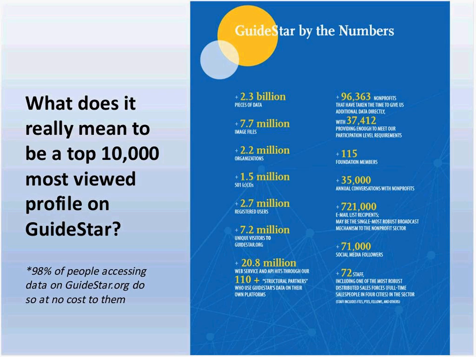So now let's take a look at more of GuideStar's numbers to put in context what it means to be a top 10,000 most viewed profile on GuideStar. So to begin, you'll see that we have 2.2 million organizations in our database. 1.5 million of these are 501c3s. Also note, and I mentioned this on the earlier slide, that we have about 7.2 million unique visitors to GuideStar.org. So you'll see that being top 10,000 out of 1.5 million or 2.2 million is quite impressive, especially with the millions of visitors who are coming to GuideStar.